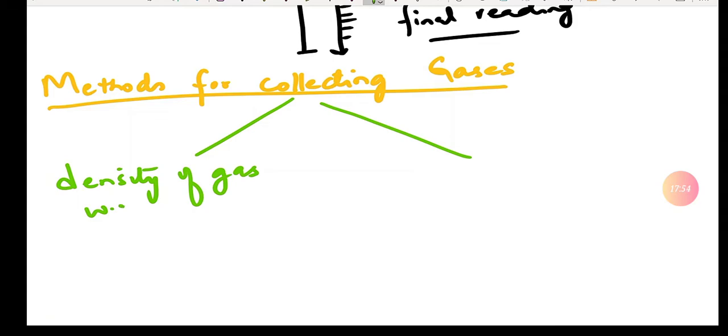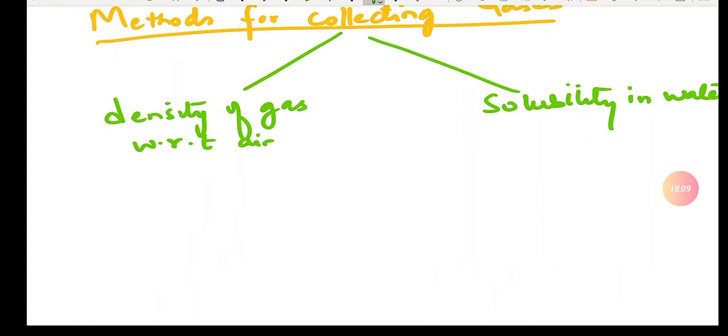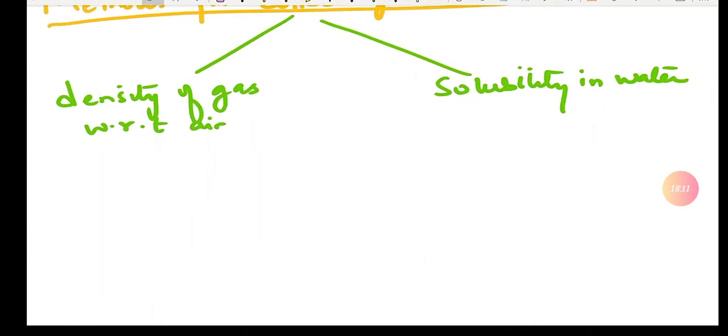with respect to air. Some gases are denser than air, some gases are lighter than air. And we also have to look for their solubility in water. Before we opt for a method for selecting a particular gas, nitrogen, oxygen, carbon dioxide, we have to look into their two properties. One is density of a gas with respect to air, and the other is solubility in water. Up to now, there are four methods which are usually followed.